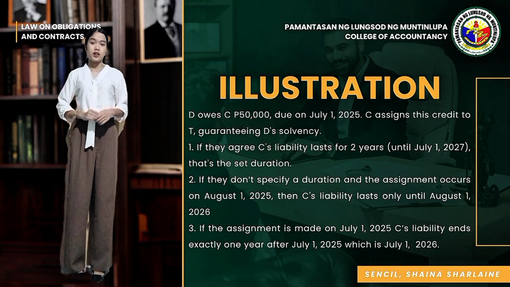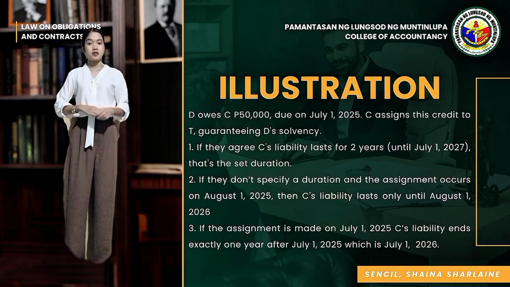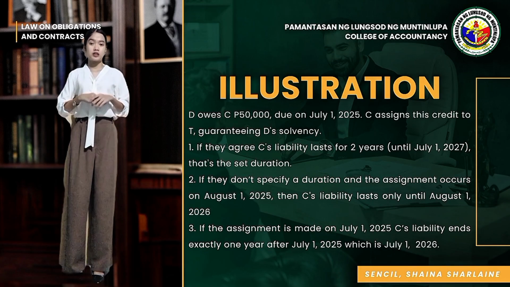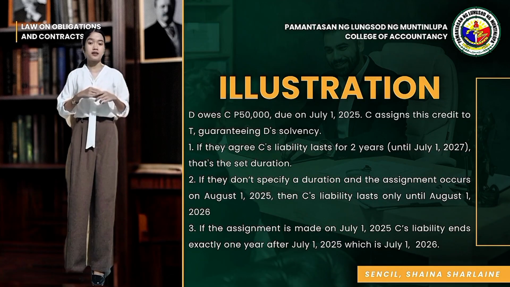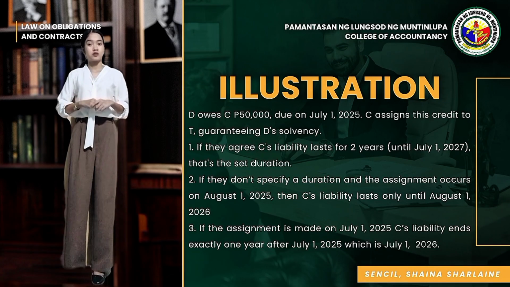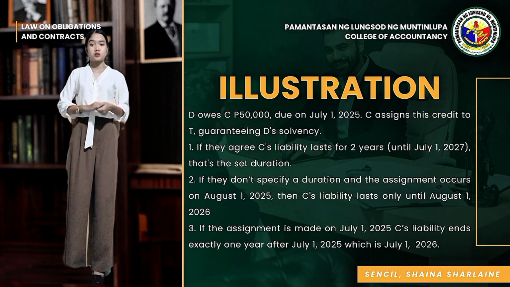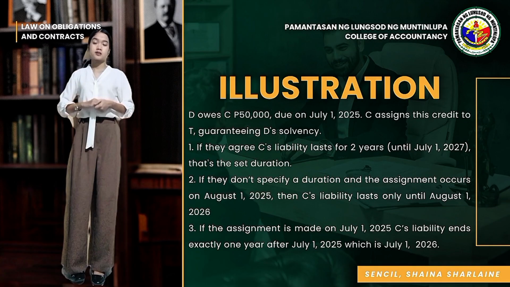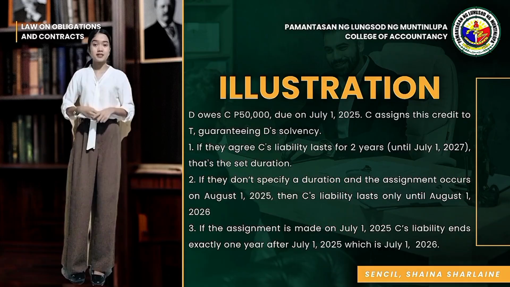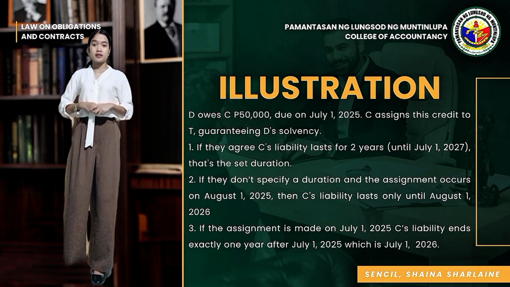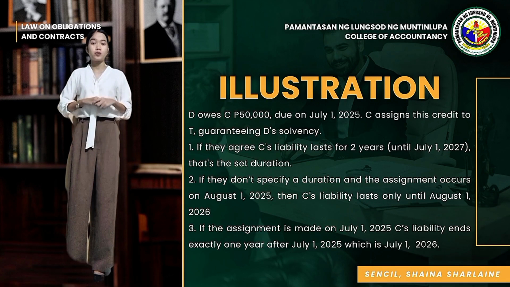So, for example, the OC 50,000 due on July 1, 2025. C assigned this credit to E guaranteeing D solvency. So, the outcome of this scenario, if they agree C's liability lasts for 2 years until July 1, 2027, that's the set duration. If they don't specify a duration and the assignment occurs on August 1, 2025, then C's liability lasts only until August 1, 2026. And if the assignment is made on July 1, 2025, C's liability ends exactly 1 year after July 1, 2025, which is July 1, 2026.